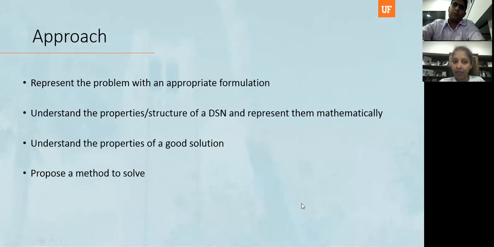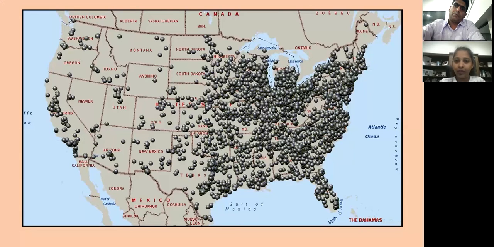So what is the approach? Somehow represent this problem with an appropriate formulation. Then understand the properties and the structure of this dedicated idea and represent them mathematically somehow. Then understand the properties of a good solution or the best solution, and then propose a method to solve it, exact or otherwise.